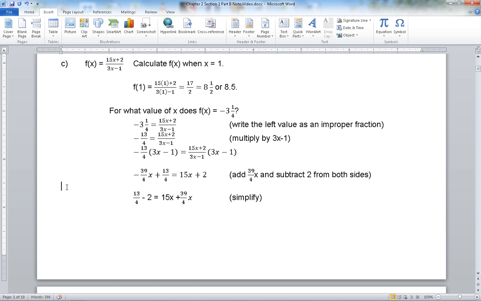And then when we simplify, the constant term turns out to be 5/4, and then the term with the x, the coefficient, is 99/4. And then to solve, I would multiply by the reciprocal of the coefficient in front of x, so that would be 4/99 on both sides, and then simplify, and I get that x would be 5/99.